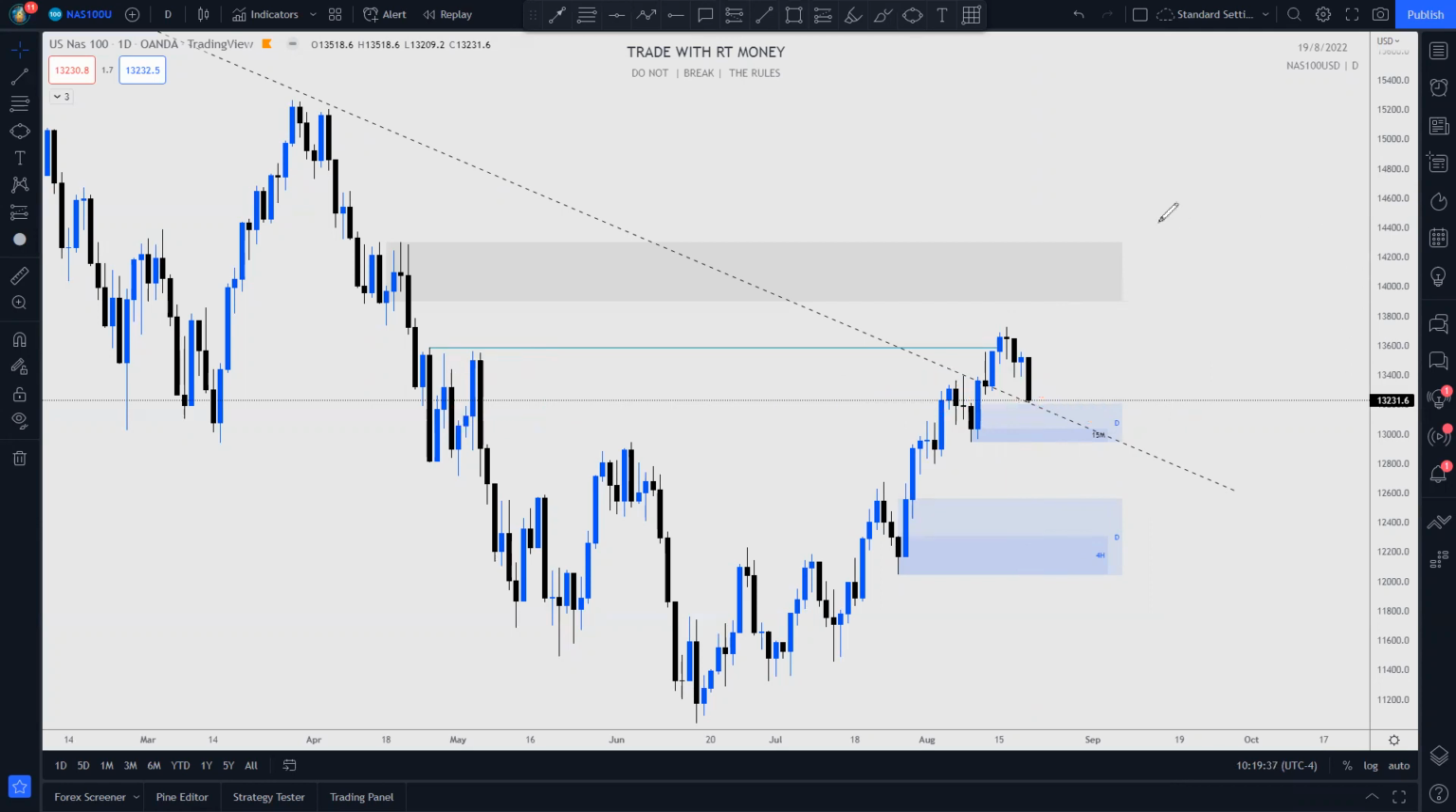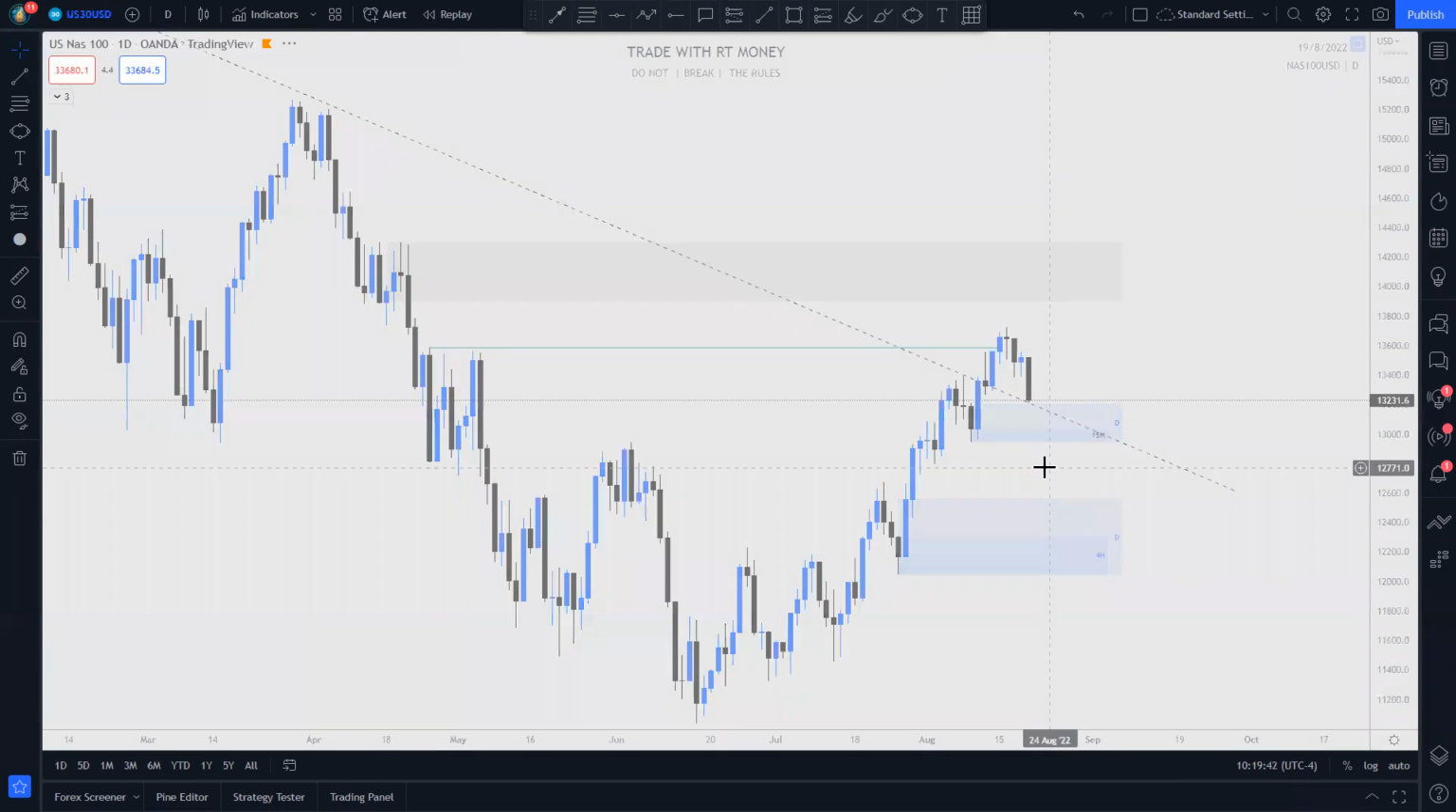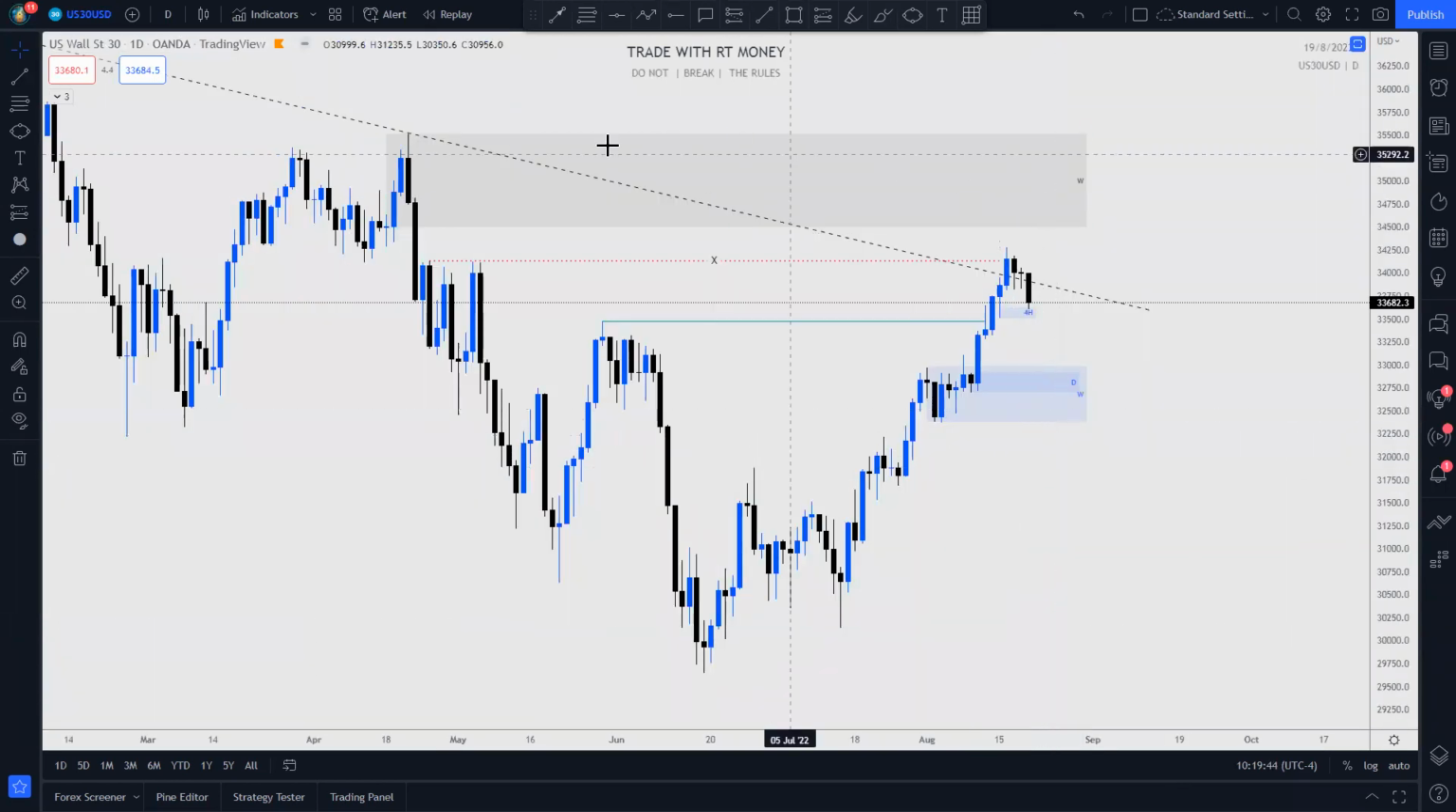Let's go to the next one. Who's next? Dow. Dow has a similar situation. See how it broke that trend line? Boop. If you took shorts and put your stop loss above the trend line, you're hurting. So we took the zone, we took the liquidity up there, just like the other two indices.